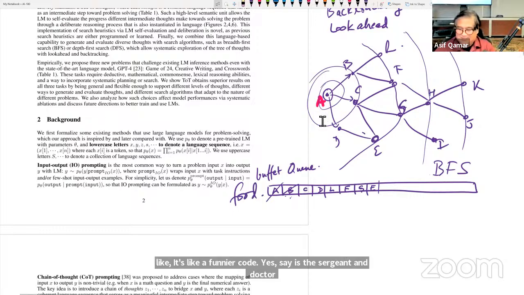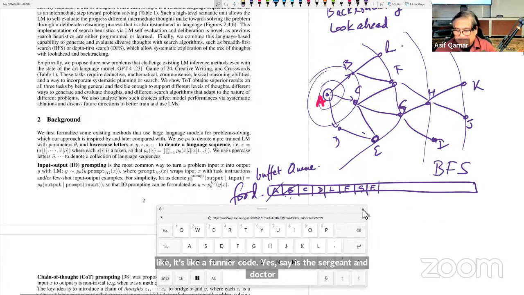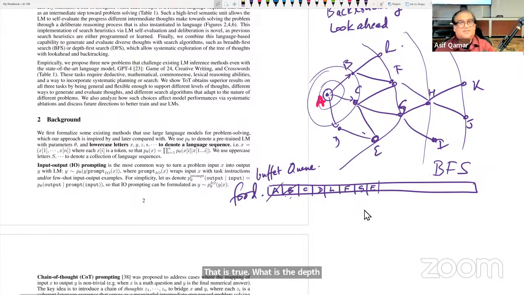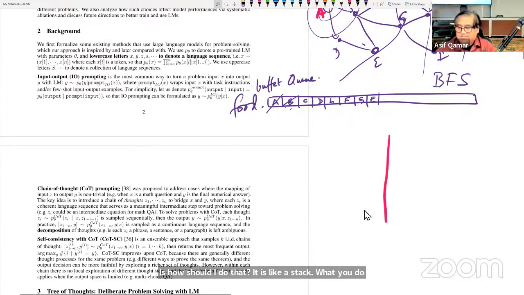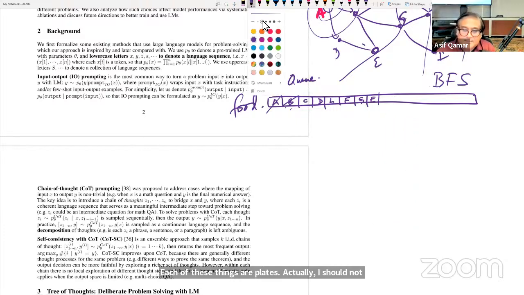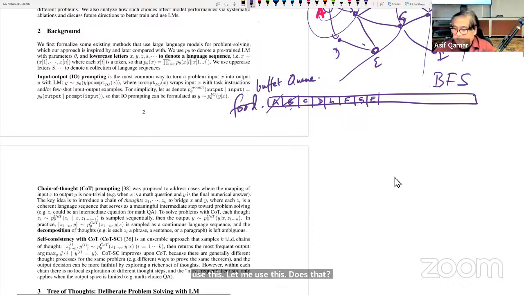What is the depth first search? Depth first search is the opposite. How should I do that? It is like a stack. What you do is, imagine that you're going for the plates. Each of these things are plates. Actually, I should not use this. Let me use this itself, in color, and it's a stack.